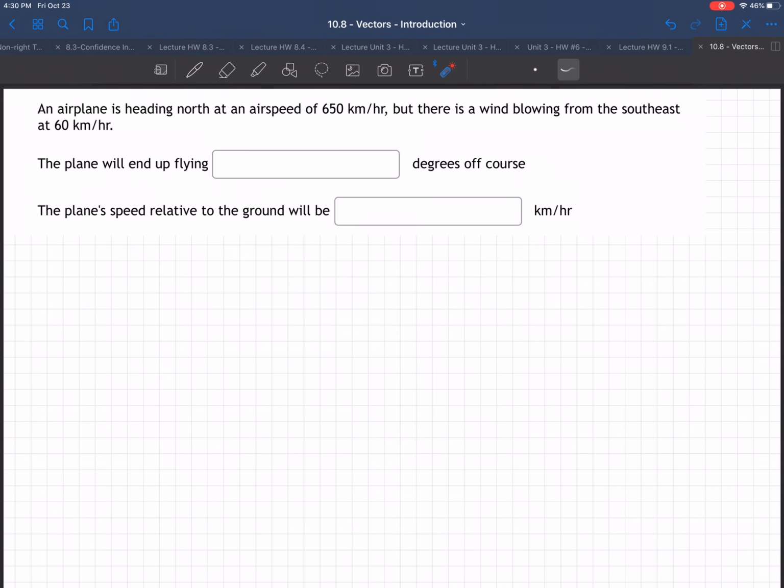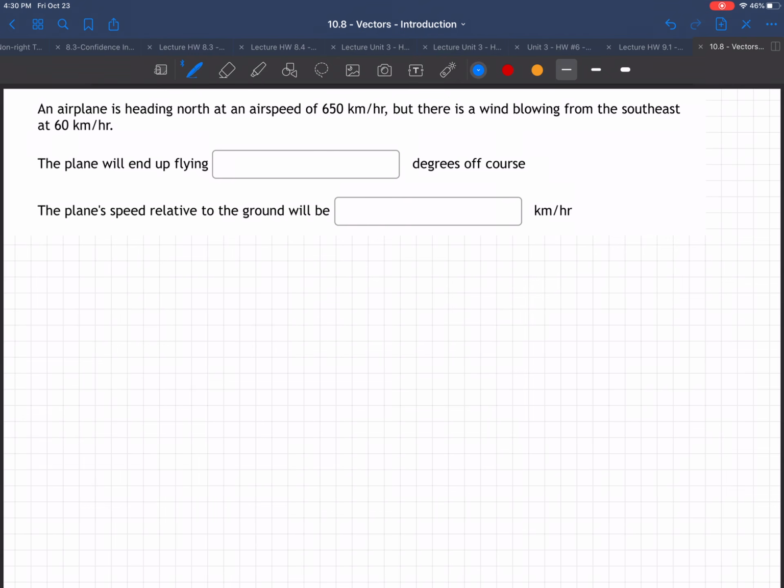Here's an airplane example. An airplane is heading north at an airspeed of 650 kilometers per hour, but there is a wind blowing from the southeast at 60 kilometers per hour. The plane will end up flying how many degrees off course? The plane's speed relative to the ground will be blank. Okay, so it's a vector problem.